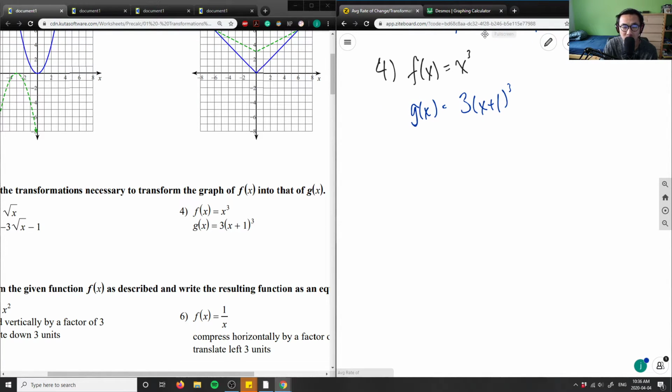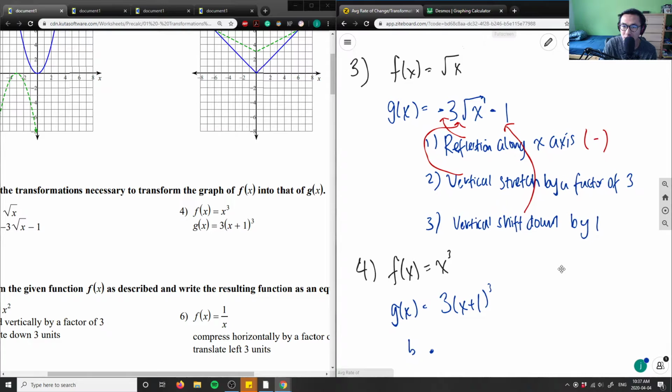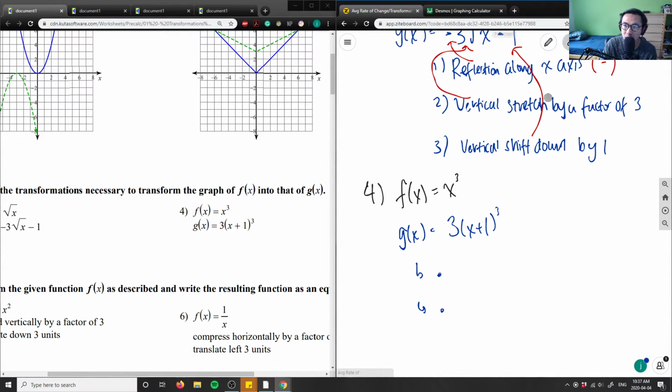Okay, so let's do this function here. I have x cubed and then (3x plus 1) cubed. I see 2 transformations I need to do. So what do I need to do to get to (3x plus 1) cubed? If you're in the chat, let me know what your findings are, and then we'll share and discuss in about a minute or so. Let me just write down 2 things to happen. What 2 things do I need to happen to get to g of x?